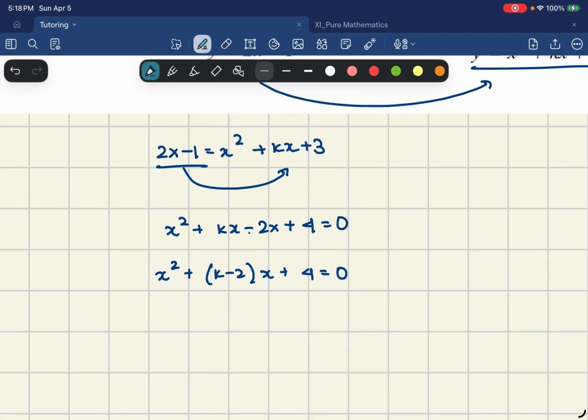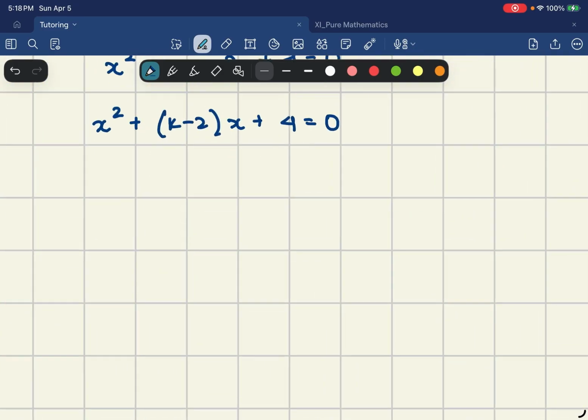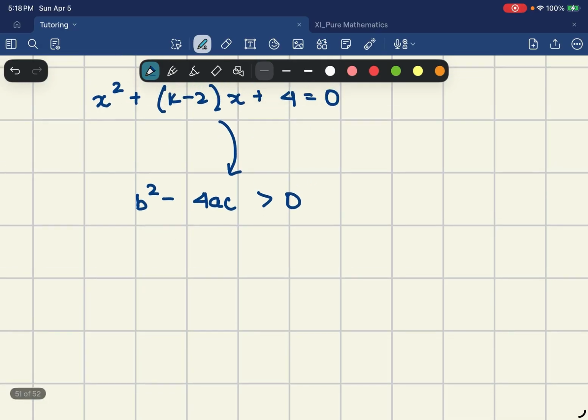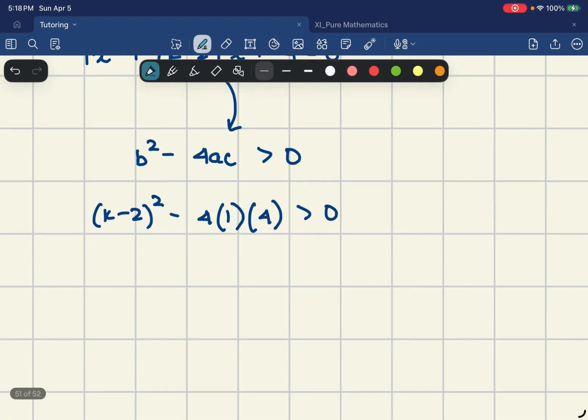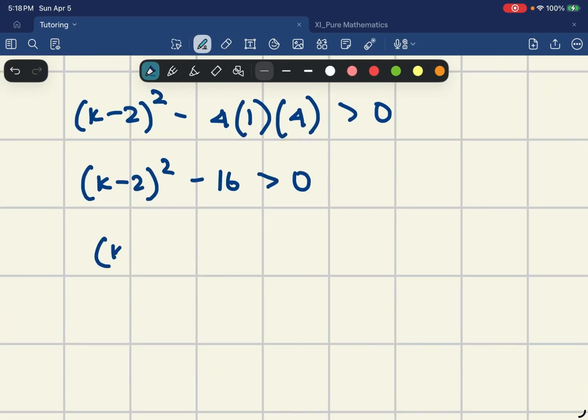So this is the equation, and I want two distinct points of intersection. So b squared minus 4ac for this quadratic equation must be positive, right? Discriminant bigger than 0 gives me 2 points of intersection. So there must be two distinct roots for this equation. So k minus 2 whole squared minus 4, a is just 1, c is positive 4. So k minus 2 squared minus 16 bigger than 0, right? So k minus 2 squared bigger than 16.